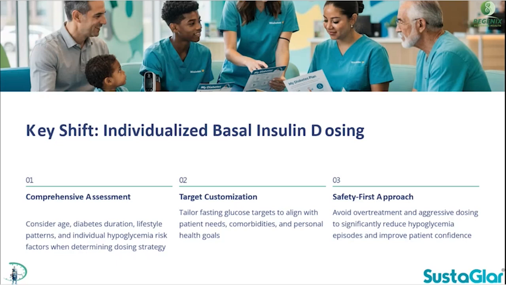So the fasting sugar has to be controlled only with the basal insulin. That's why, when you start insulin for our patients, start with the basal insulin, not with the prandial or co-formulations. So the target is customized based on the patient's response, age, comorbidities, and personal health goals.